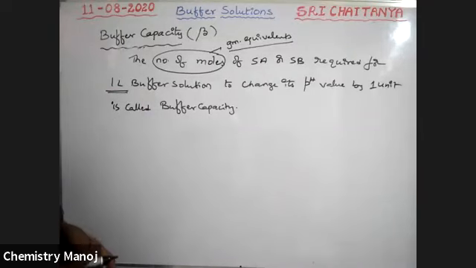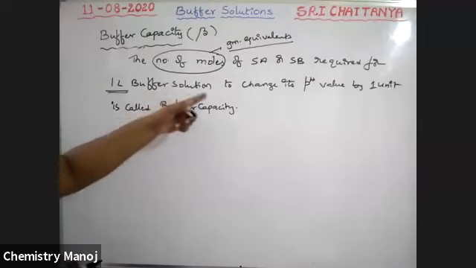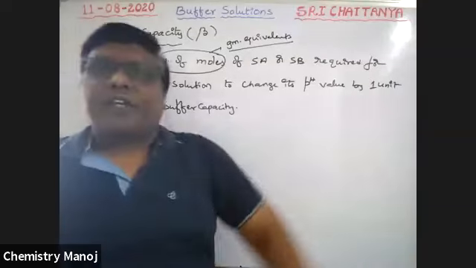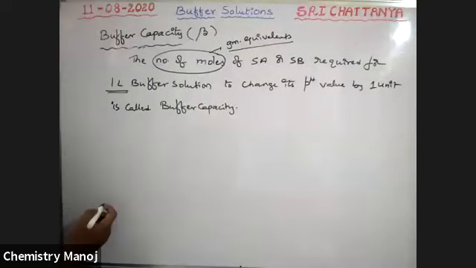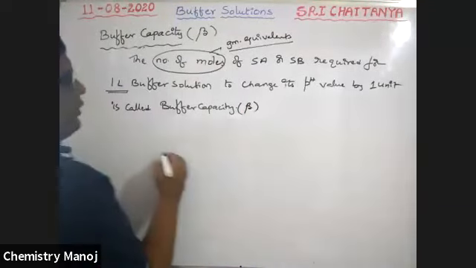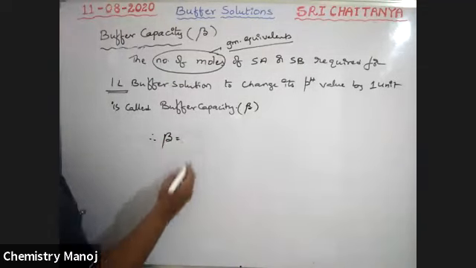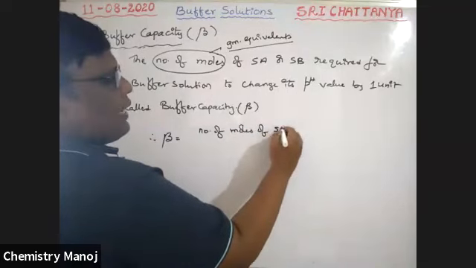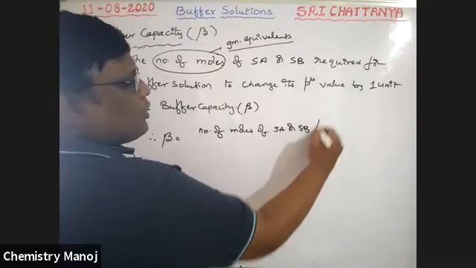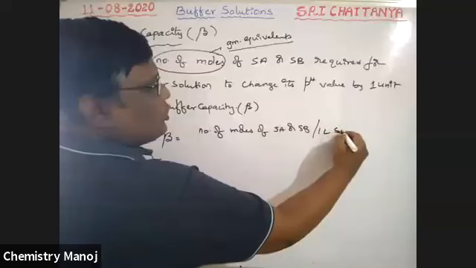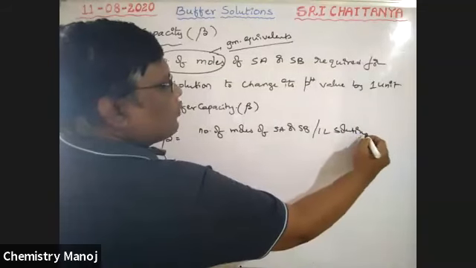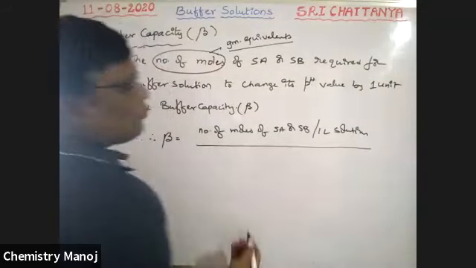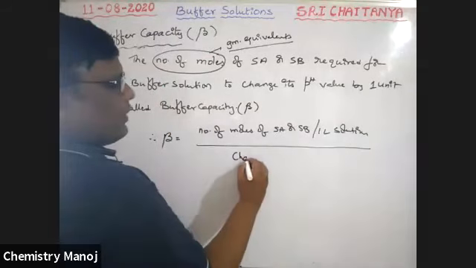Restricted to 1 liter only. It is the standard value for 1 liter buffer solution to change its pH value by 1 unit, called buffer capacity, which is beta. Therefore, beta is equal to the number of moles of strong acid or strong base for 1 liter solution by change in pH.